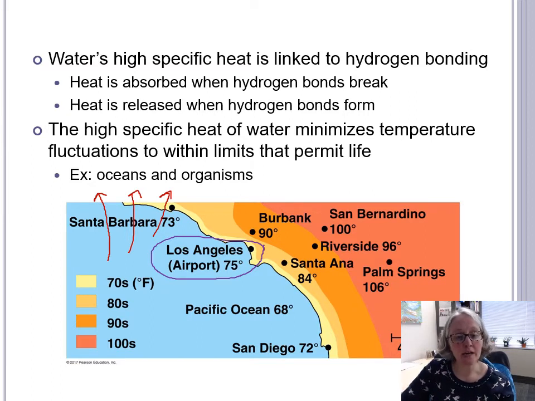What happens at nighttime in LA? It's still about 70 degrees. It hasn't gotten very cold. And so that water is making those temperatures stabilize. This doesn't only happen on the coast, this happens across the entire planet. So during the daytime, we're not boiling. And during nighttime, we're not freezing solid because water is able to moderate temperature.